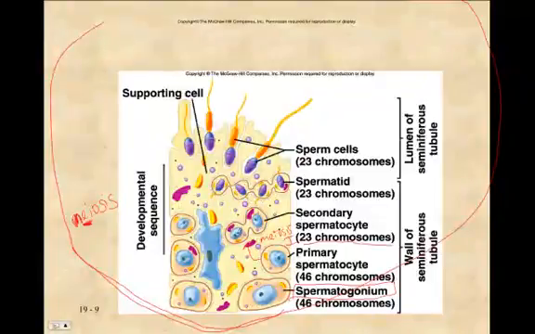So we obviously need to go through another cell division so that we don't have that duplicate copy in there. So each of these secondary spermatocytes is going to undergo meiosis 2.